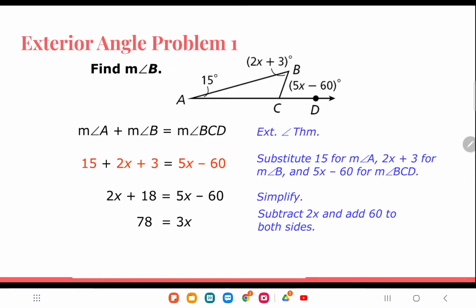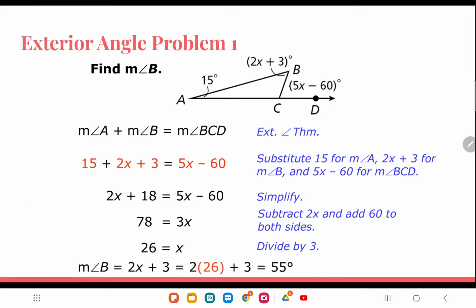We'll be able to divide 78 by 3, and we'll get that x is equal to 26. Now substituting, we get that angle B is equal to 55 degrees.